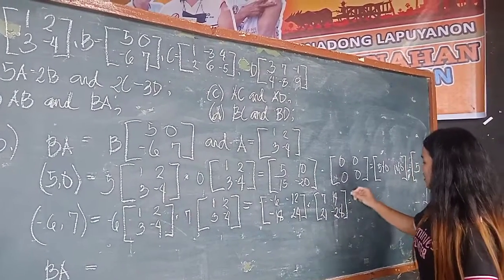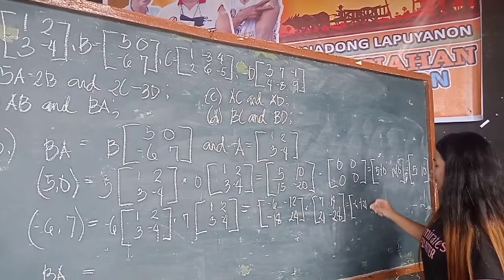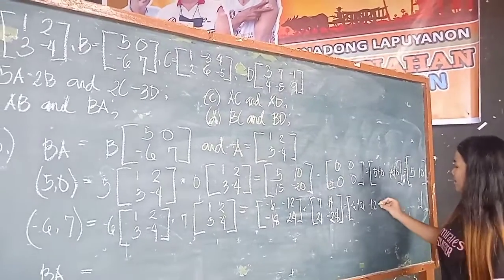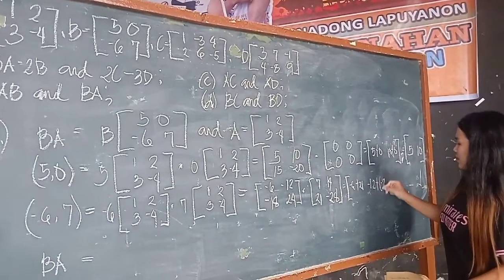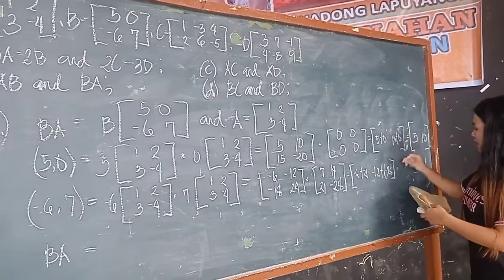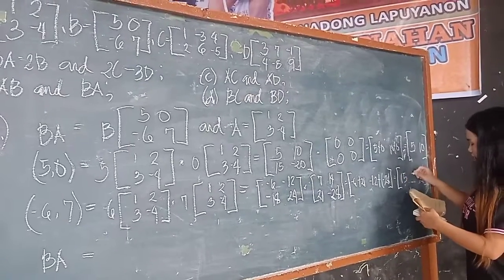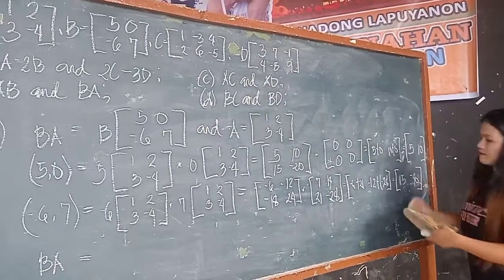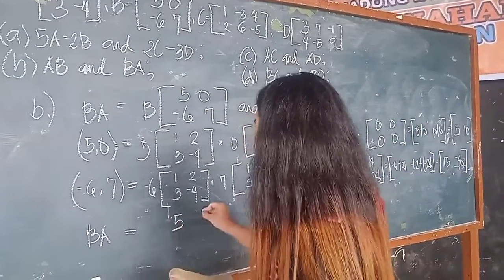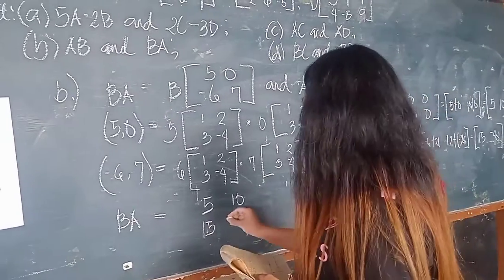So, this equals negative 6 plus 21, and negative 12 plus negative 28. This equals 15 and negative 40. So therefore, the BA is 5, 10, 15, negative 40.